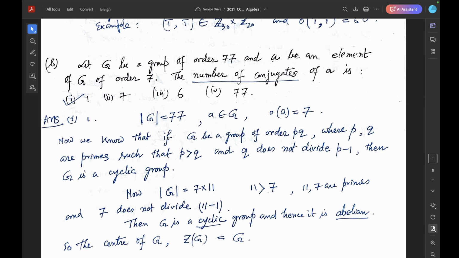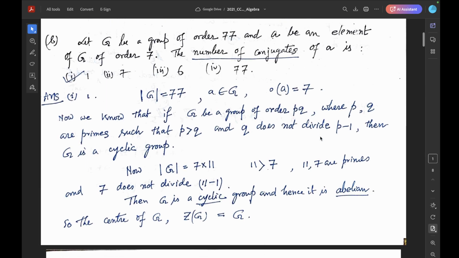Now we know that if G is a group of order PQ where P, Q are primes such that P is greater than Q and Q does not divide P minus 1, then G is a cyclic group. Now order of G equals 7 into 11 because it is 77, and 11 is greater than 7. Here P equals 11 and Q equals 7, and 11 and 7 are primes, and 7 does not divide 11 minus 1, that is 10. Q does not divide P minus 1, and then by this theorem G is a cyclic group. Then G is a cyclic group, and hence it is abelian. So the center of G, that is Z(G), equals G.